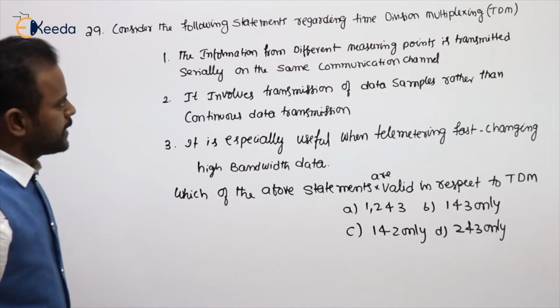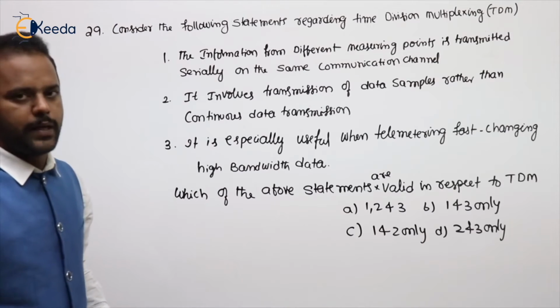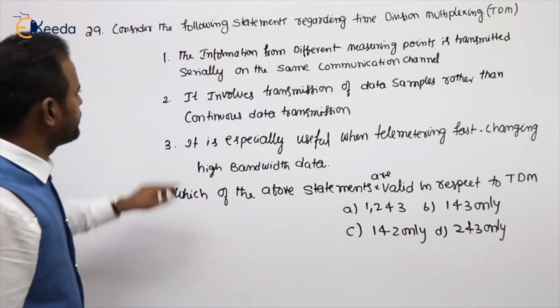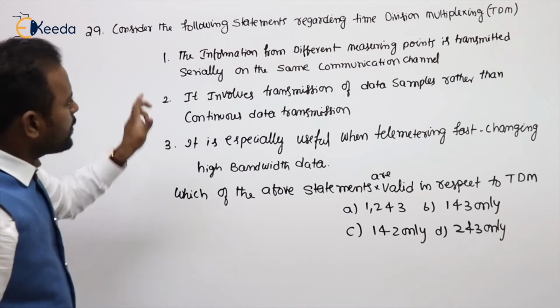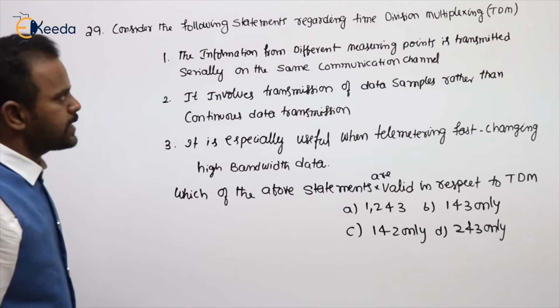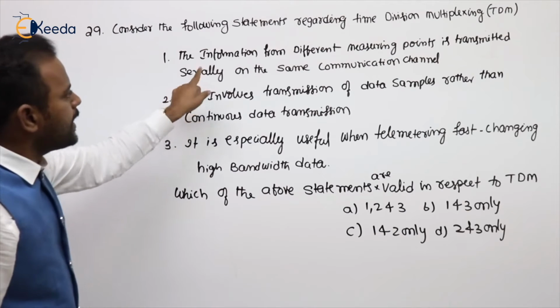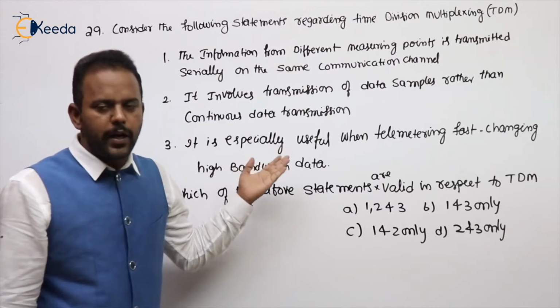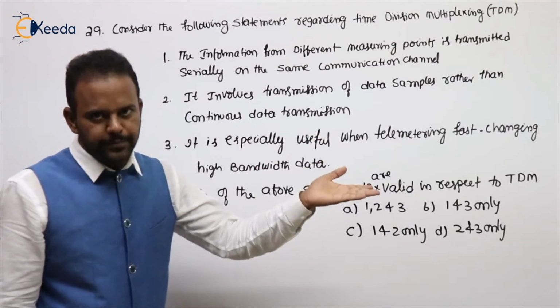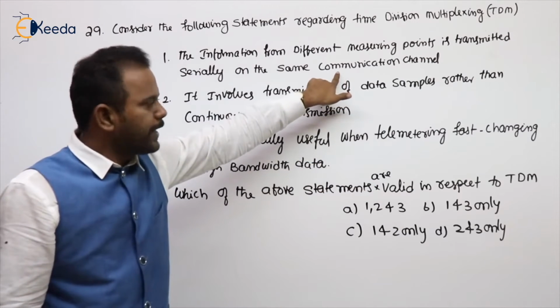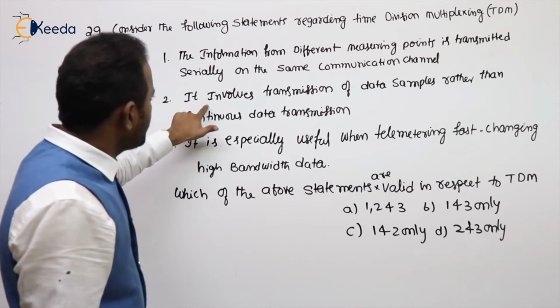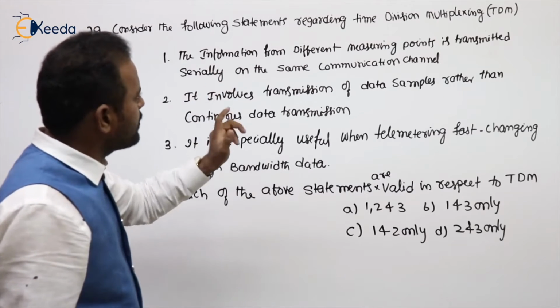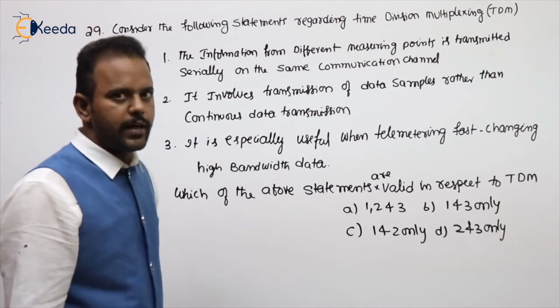Consider the following statements regarding time division multiplexing, that is TDM. First, the information from different measuring points is transmitted serially on the same communication channel. Yes. What is the TDM? Commutator, I told, parallel to serial data, and the same communication channel. Second, it involves transmission of data samples rather than continuous data transmission.